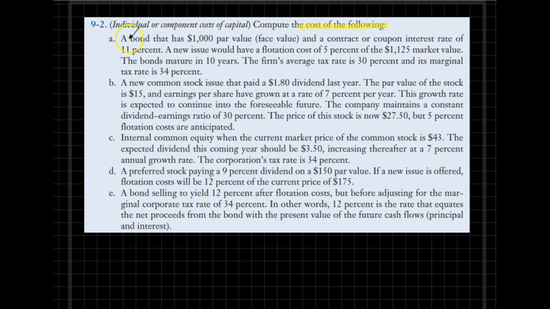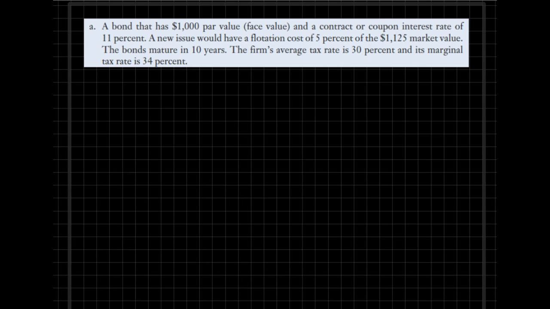In part A, we are told that we would like to finance our operations by issuing bonds. Part B is a new common stock issue. Part C is funds raised through internal common equity. In part D, we are raising funds by issuing preferred stock. And part E is another bond issue. So I will split the problem into pieces. Naturally, we have 5 parts, so let's have a look at each individual part one at a time.